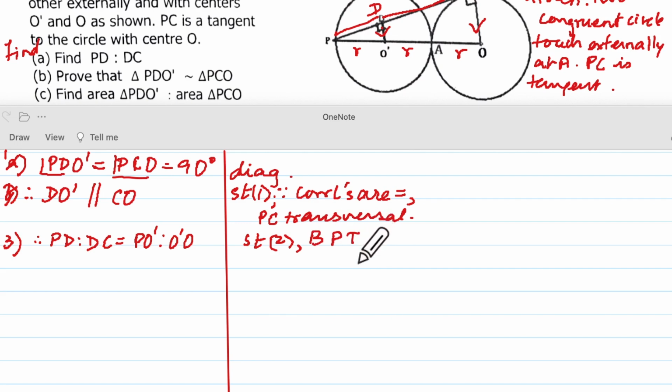Now, if these are parallel, then I will have, therefore, PD is to DC will be equal to this is to this. What is it? DO dash is to O dash O. Very good. And this will be from statement 2, and because of basic proportionality theorem. If you've forgotten what is basic proportionality theorem, in a triangle, if there is a line parallel to one side of the triangle, then it divides the other two sides in proportion.